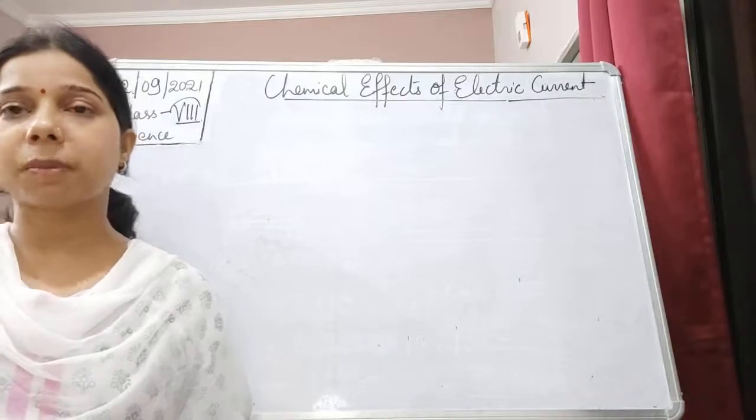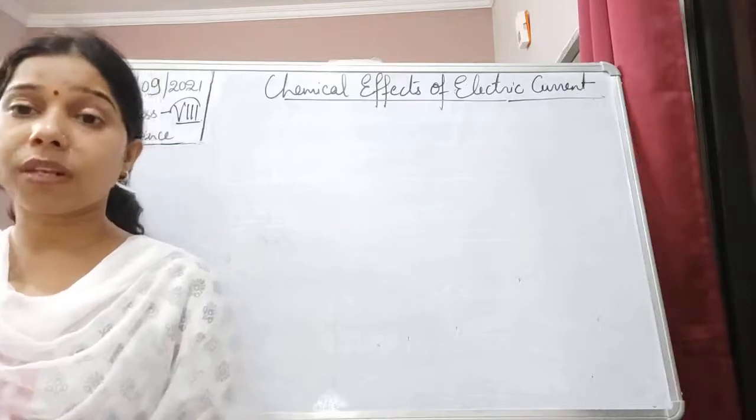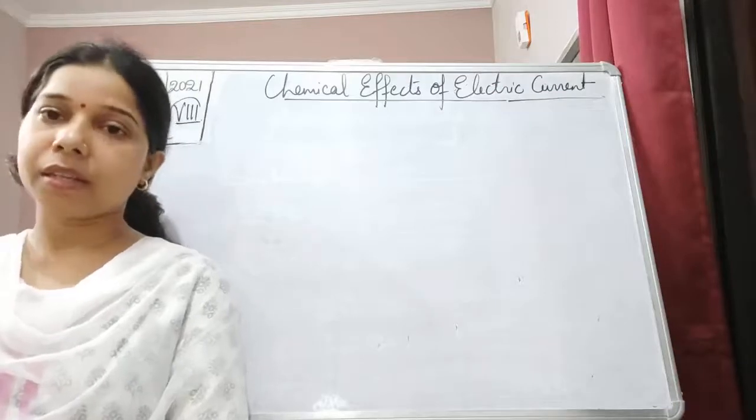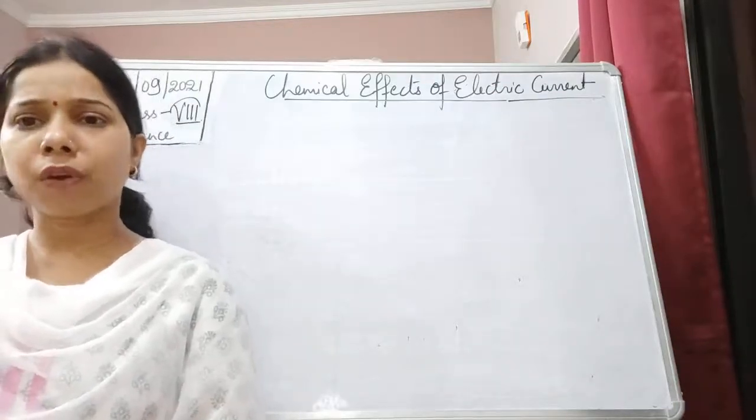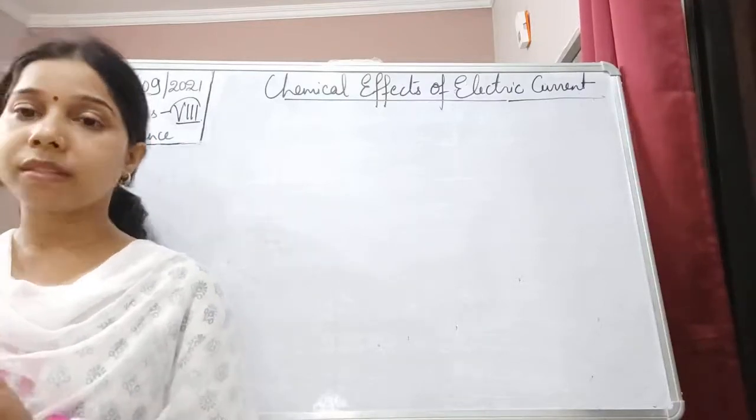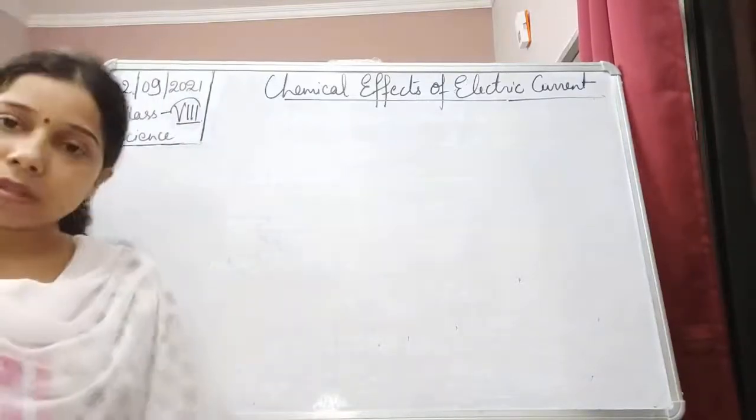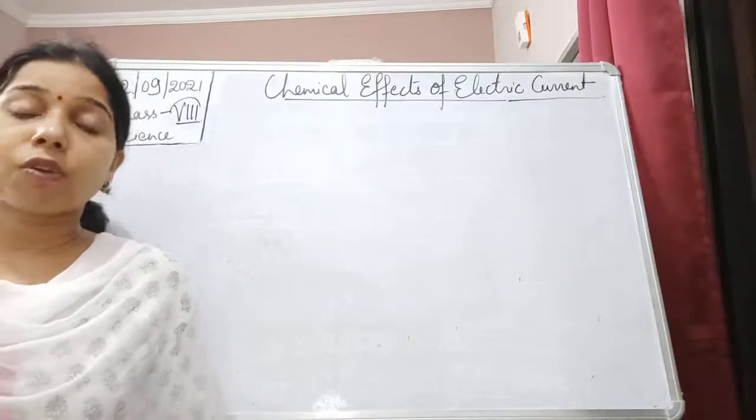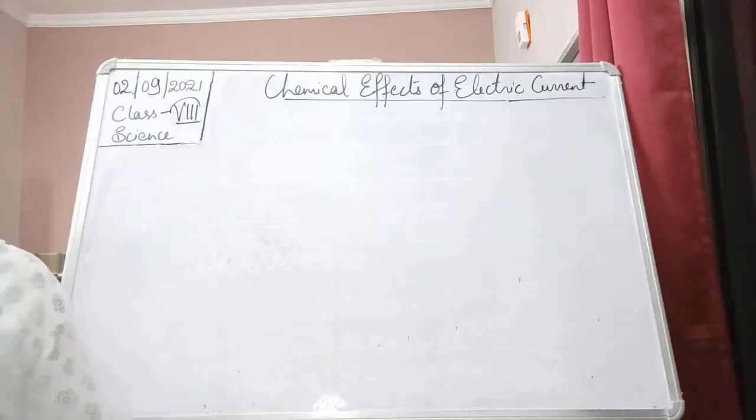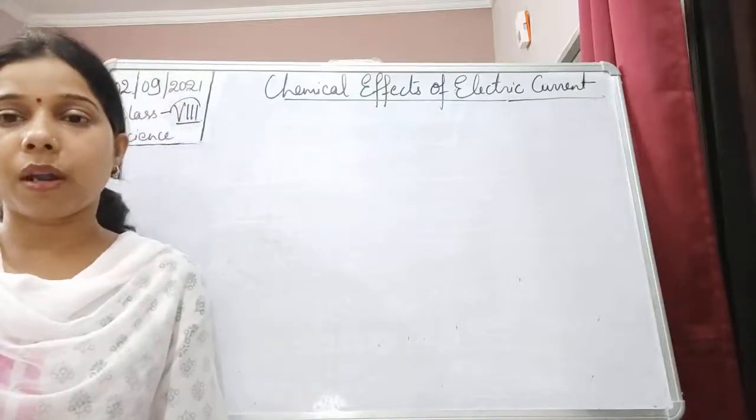Electrolysis is the process in which, when electric current passes through the substance, the solution gets broken down into ions, into charged particles. The process of electrolysis consists of two rods, and the rods are connected to the positive and negative terminals of the battery. The electrode which is connected to the positive terminal of the battery is called the anode, while the one connected to the negative terminal of the battery is called the cathode.